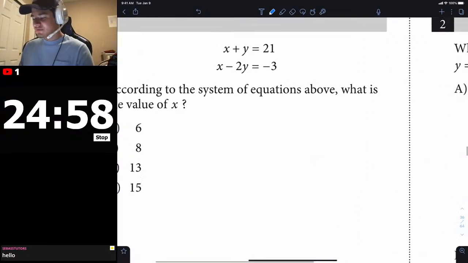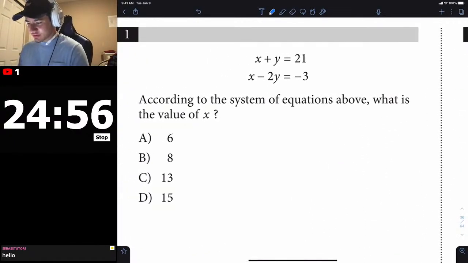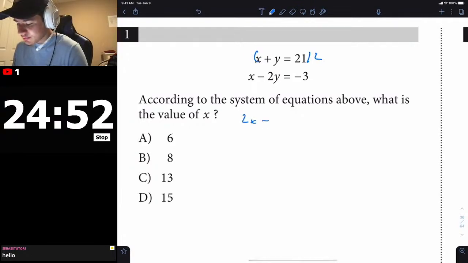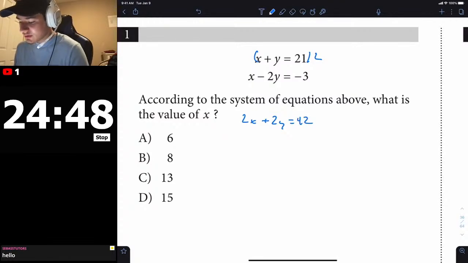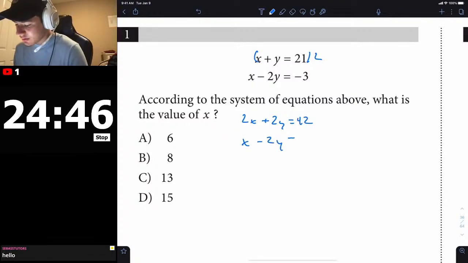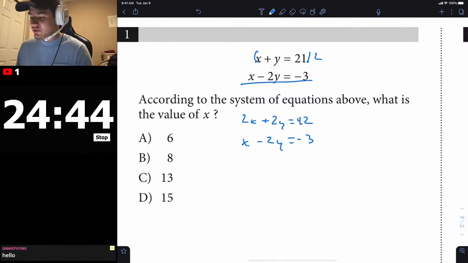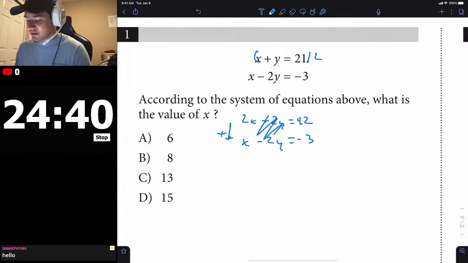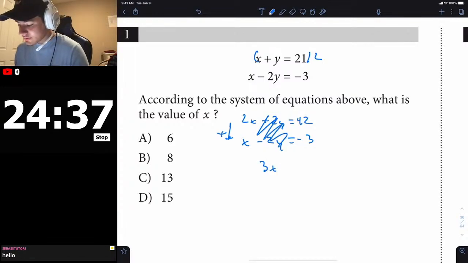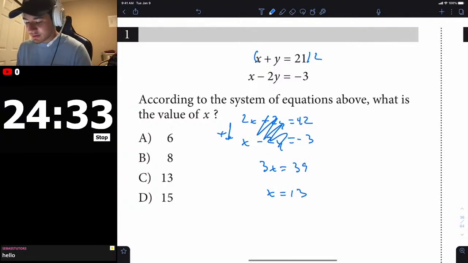According to the system of equations above, what is the value of x? Let's go ahead and multiply this top equation by 2. We're going to get 2x plus 2y equals 42. And then we're going to get x minus 2y equals negative 3, our original bottom equation. And then we can go ahead and add down, right? We're going to use elimination. These are going to go away. We get 3x equals 39. x is equal to 13.